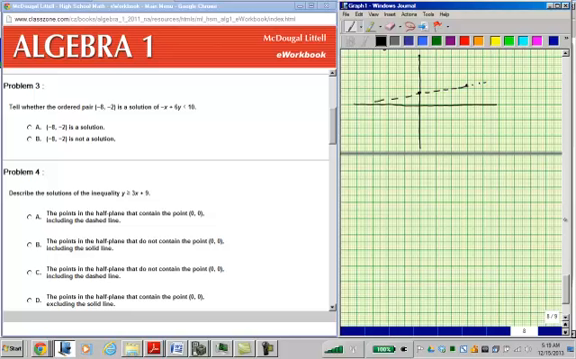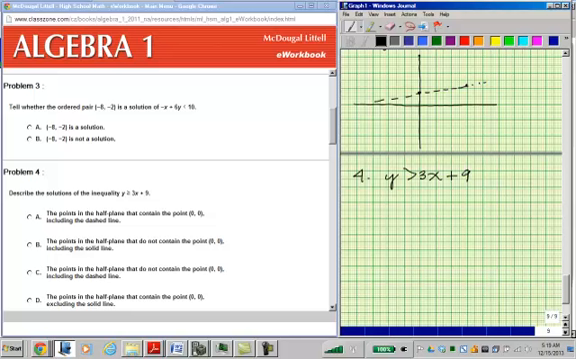Okay, problem 4. Now here we got something in slope-intercept form. We got y is greater than 3x plus 9. Now here, describe the solutions: the points in the half plane, or region, that contain the point 0, 0, including the dashed line. Now we know that the solutions are going to include the boundary line, or the dashed line.